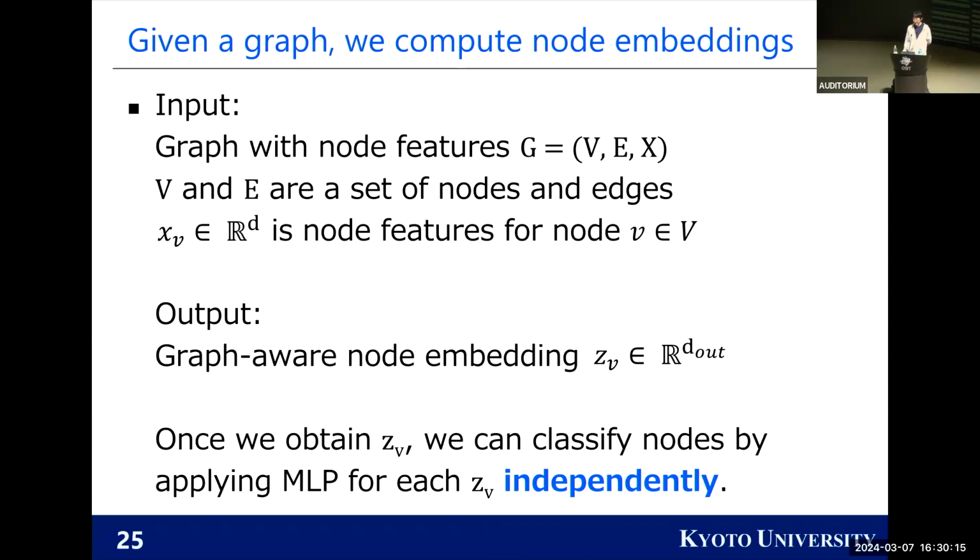Once we obtain Z_V, we can classify nodes by applying an MLP or any kind of prediction head to each Z_V independently. That's because Z_V already contains much information about the graph structure. So even if the application is independent, we can draw the information from the graph structure and carry out graph-aware prediction, because Z_V is already graph-aware. So for the moment, the goal is to output the graph-aware node embeddings.